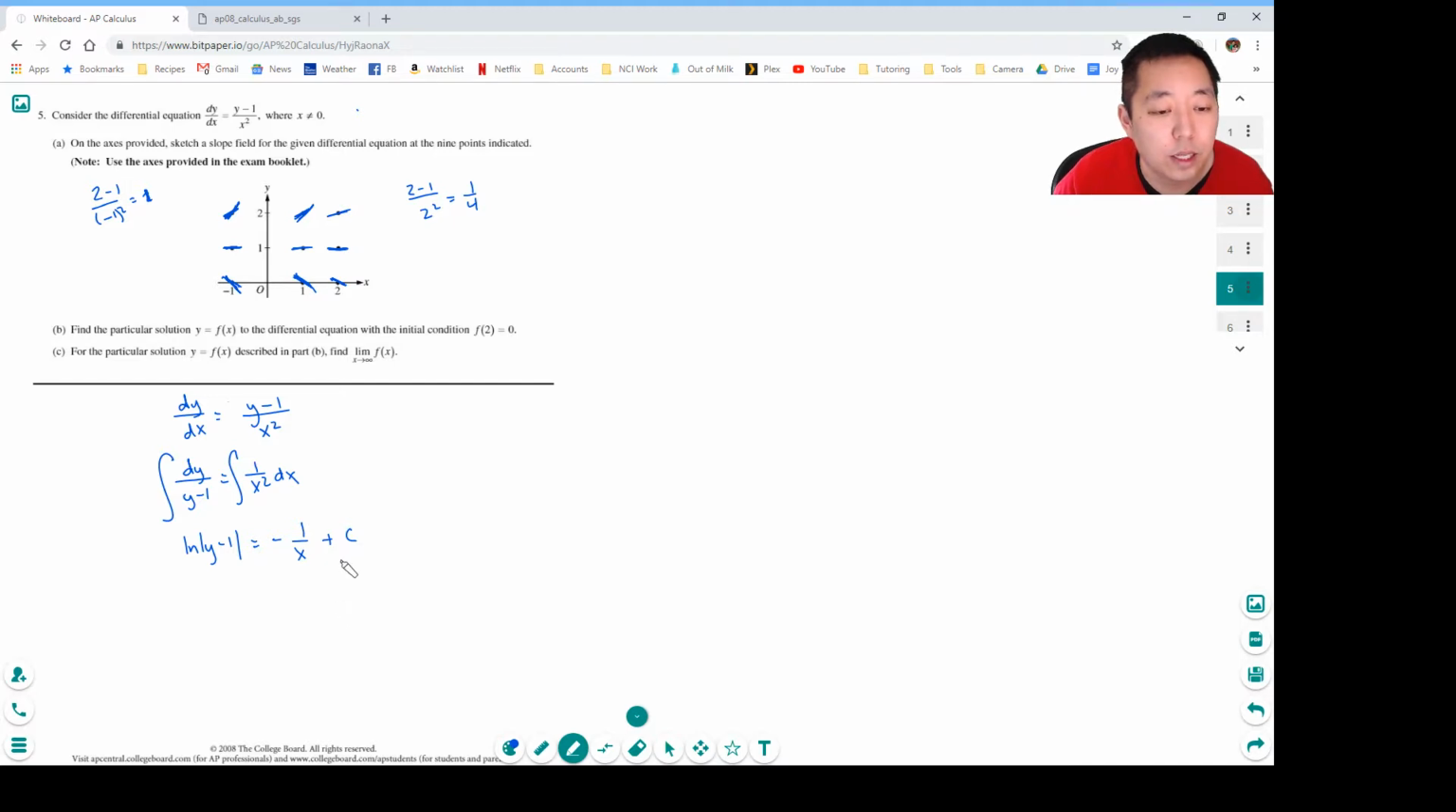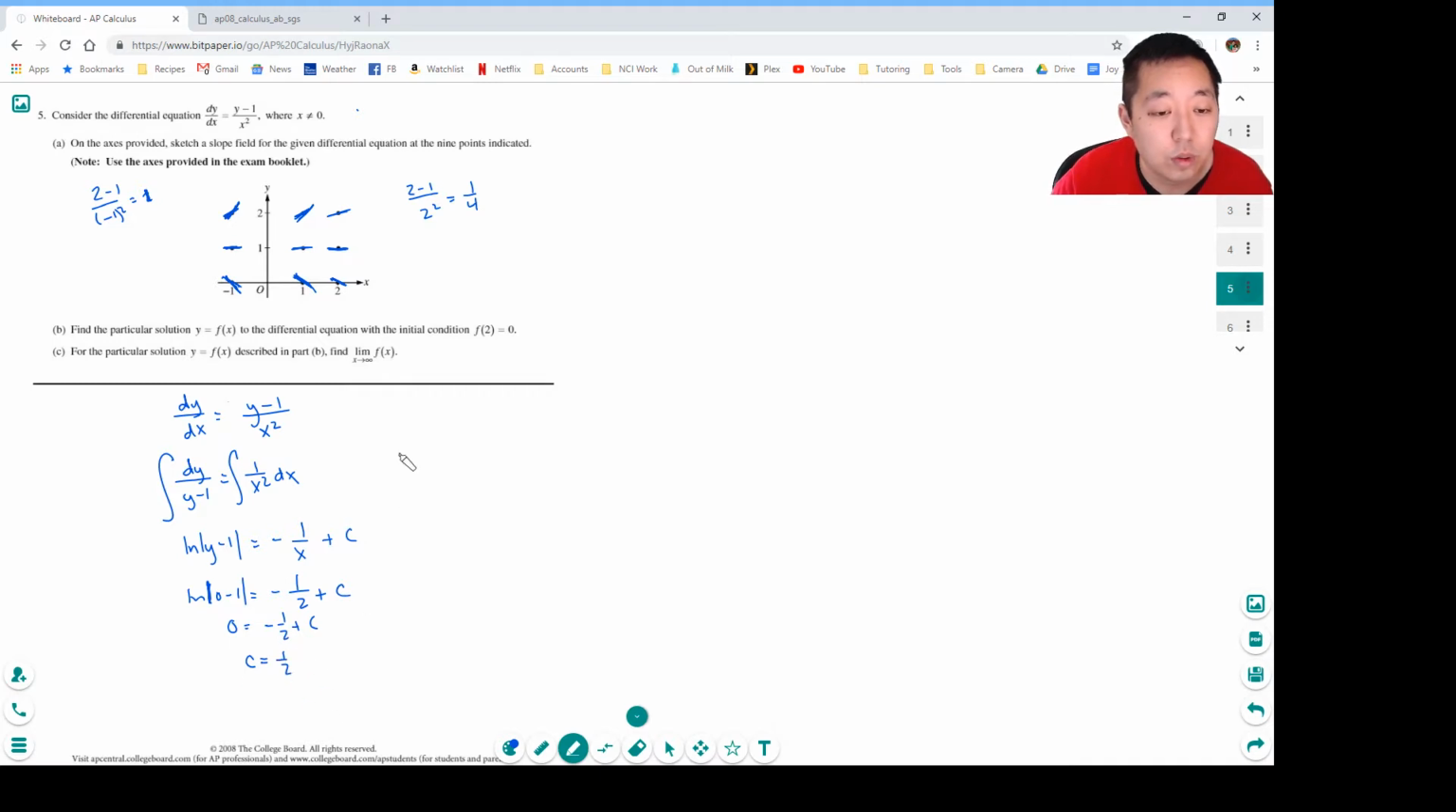Now, let's go ahead and plug in our initial condition. I want to try to get rid of the absolute value because this is kind of tedious. So when f of 2 equals 0, when I plug in x equals 2, I have ln of absolute value of 0 minus 1 equals negative 1 over 2 plus c. This is the natural log of 1. That's 0, because 0 minus 1 is negative 1, absolute value is 1. So it's 0 equals negative 1 half plus c. So that tells me c is equal to positive 1 half.